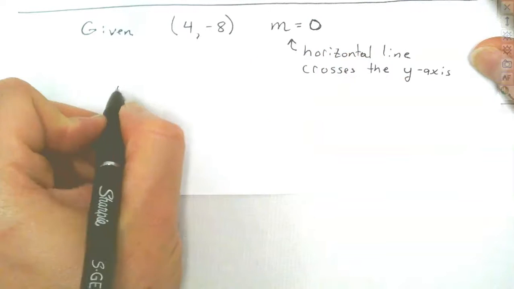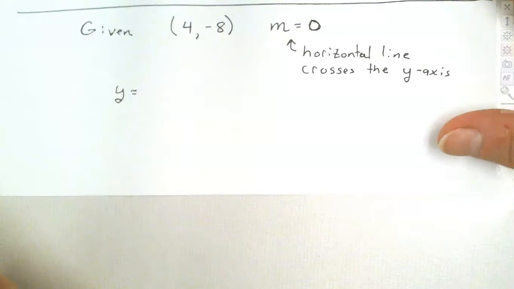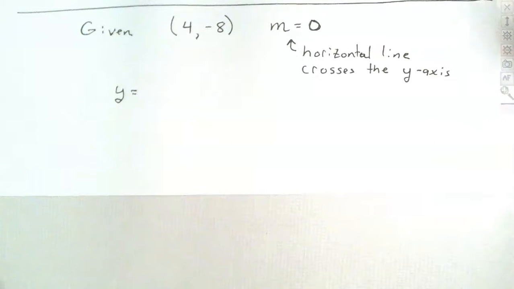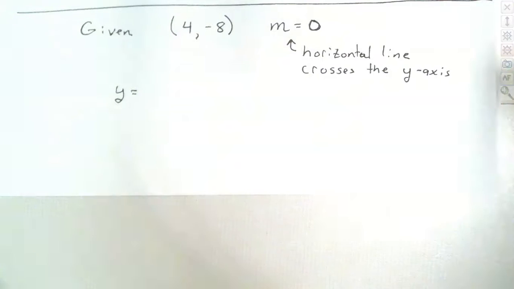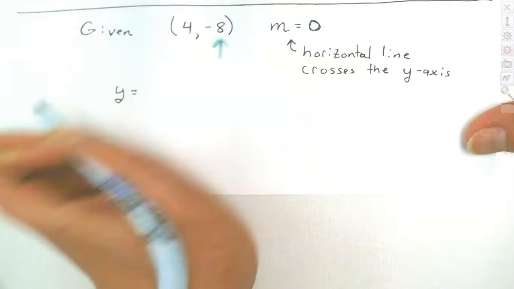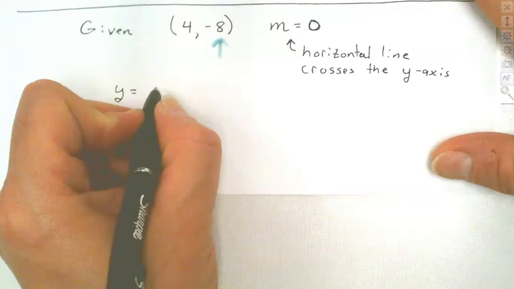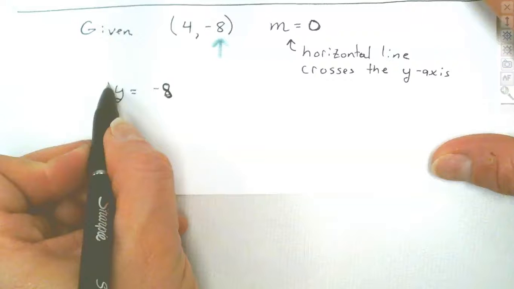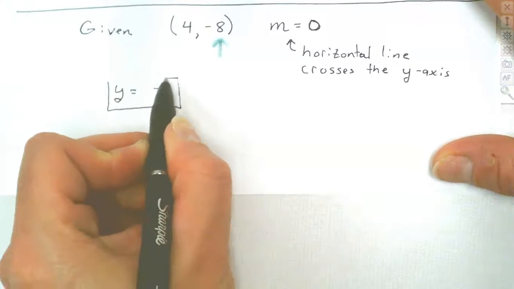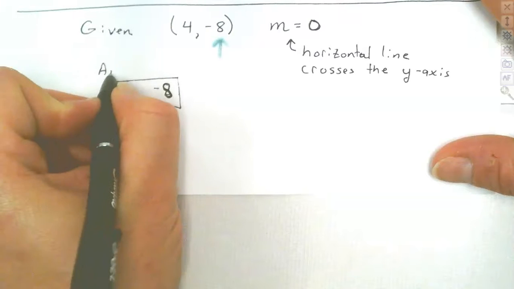So your answer then, if you're given this point and a slope of 0, your answer is going to be a y line. And what's the y component of your ordered pair? The y component of your ordered pair would simply be negative 8. So your answer, if your slope is 0, is a y line, and in this case it would be y equals negative 8. And that's your answer.